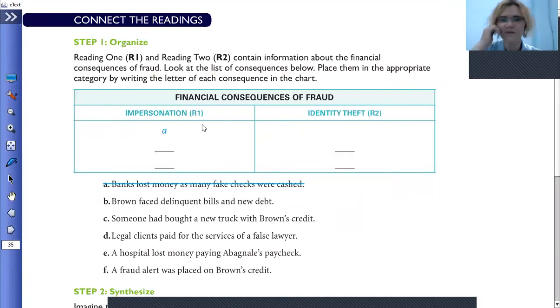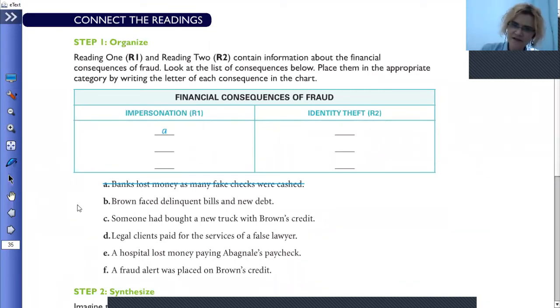The first one was about impersonation. It was about a man who impersonated someone else and really acted out the role. And in reading 2, we talked about identity theft. That was more about people who take other people's personal data, but they don't really impersonate. They don't really act as another person. They just do purchases or so with someone else's details. Okay, so we have to place the letters in the right column from A to F.